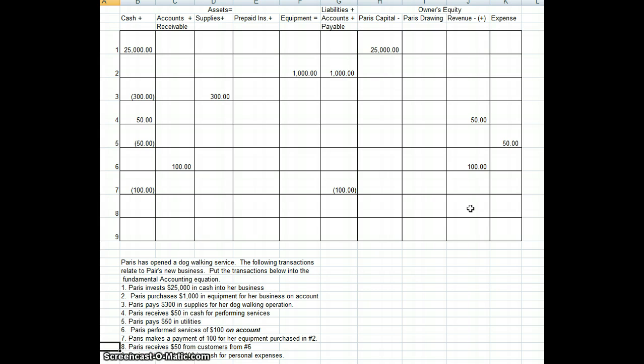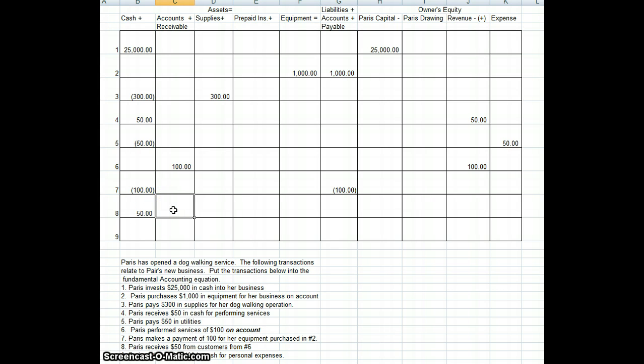So what I'm really recording is the receipt of cash. That customer is giving me $50. So I'm going to come here in cash and I'm going to increase my cash by $50. And that's very important. When someone pays us back, we want to increase our cash. But they don't owe us as much.